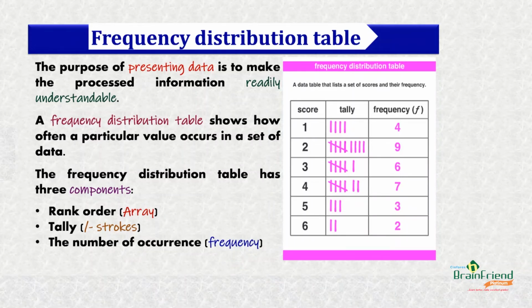This is a random table that shows a list of scores in an array. You can see from 1 to 6, and then we have the tally, that is, we have strokes that show us the number of times we recorded these scores. And after the tally, we can now bring out the frequency of these scores in numbers. So this is what a typical frequency distribution table looks like. Let's look at some examples to better understand the frequency distribution table.